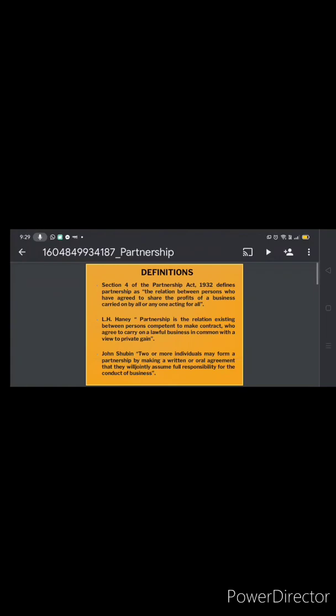Next, let us have a look at the features. What are the characteristics of a partnership firm?